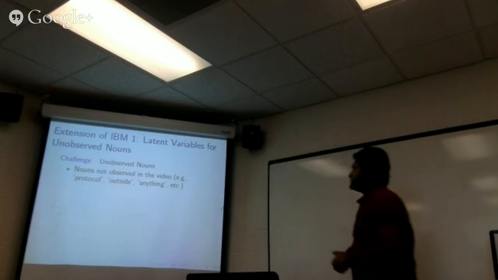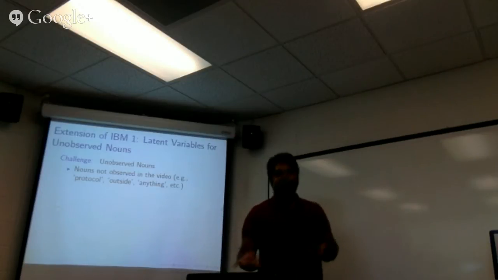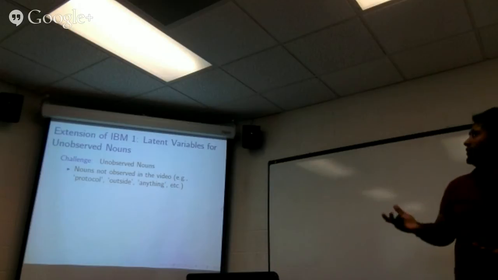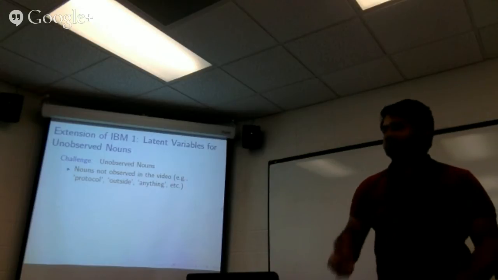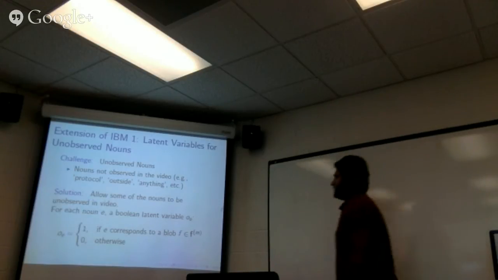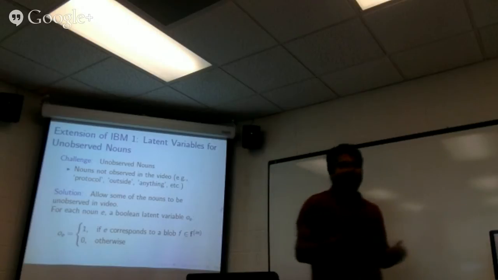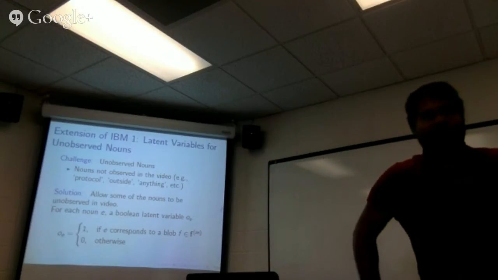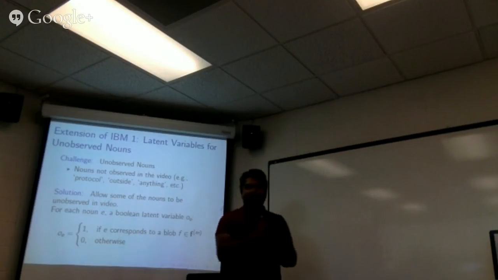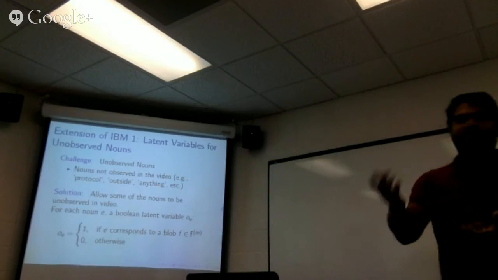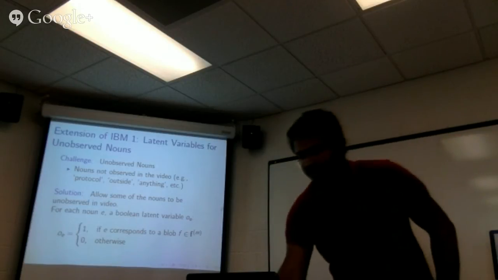So now there have been some challenges. One of the first challenges: we saw that there have been many nouns that are not actually observed in the video because they are not physical objects, say like protocol or outside, and there was no object that corresponds to that. So we added a latent variable. For each noun, there is a Boolean latent variable: if it's one, then the noun is observed in the video, or it's zero. And we want to learn that automatically too. So for example, if we have some noun like protocol or outside, in all the videos, they will not find something that reasonably maps to it, no objects. So eventually it learns that this is not present in the video.